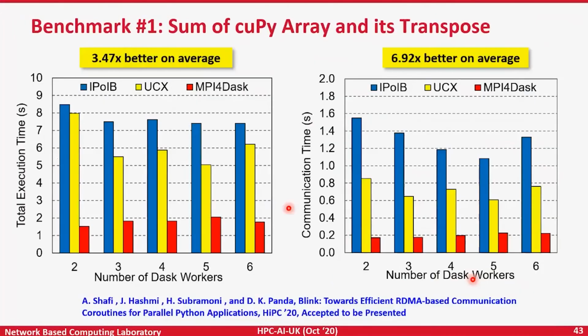Now if you take a look at some of the numbers, these are some sample numbers. We just had a paper accepted, which will be presented at HPC 20. This is the IP over IB number, this is the UCX number, and look at the MPI numbers. We're able to give you benefits. If you run Dask applications with the MPI library, you get benefits like 3.47x, 6.92x better.